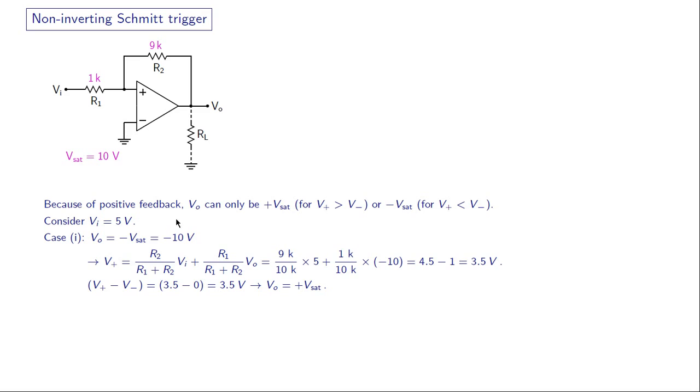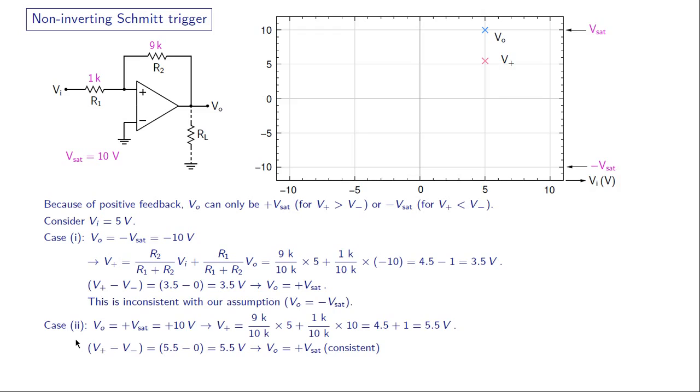And clearly there is some inconsistency here, because we started assuming VO equal to minus Vsat and we ended up with VO equal to plus Vsat. So clearly this is not going to happen. So what does happen is VO becomes equal to plus Vsat, that is plus 10 volts, and let us now check whether that is consistent.